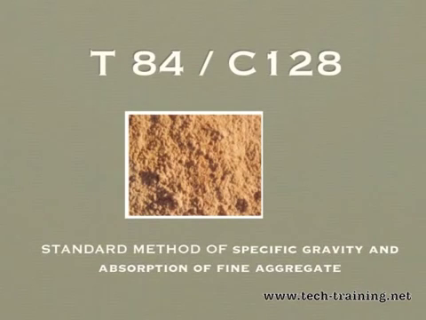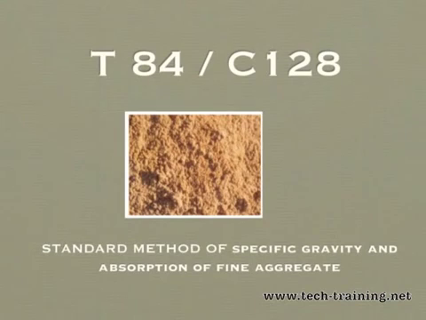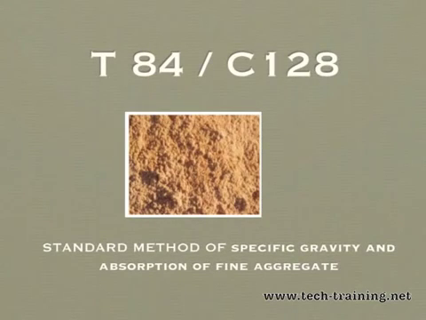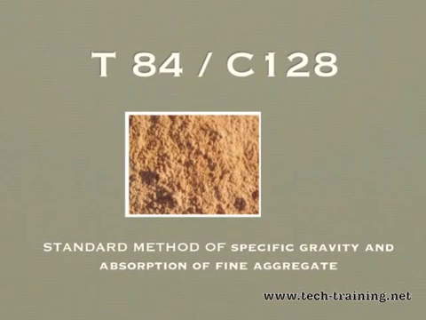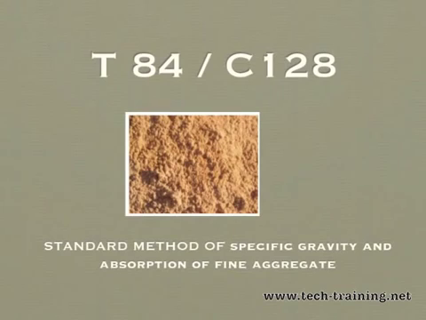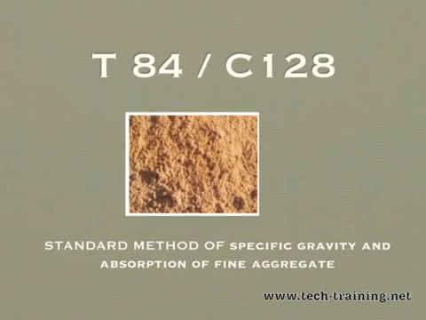AASHTO T84 and ASTM C128 are the standard method of test for the specific gravity and absorption of fine aggregate. The relative density or specific gravity test will identify the physical properties of the fine aggregate. A change in this number will increase or decrease the amount of volume of fine aggregate in a given concrete mixture. Absorption is a measurement of water that is in the concrete pores.